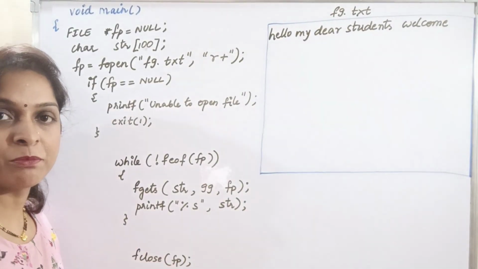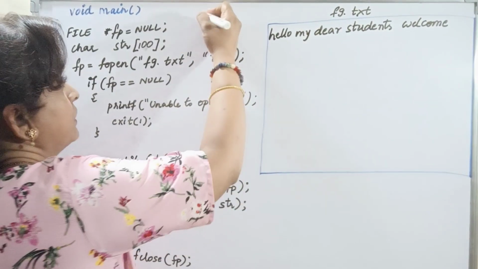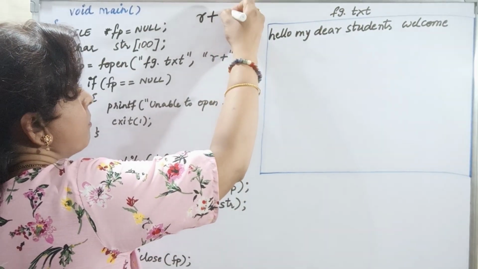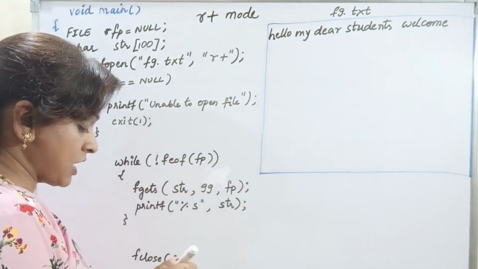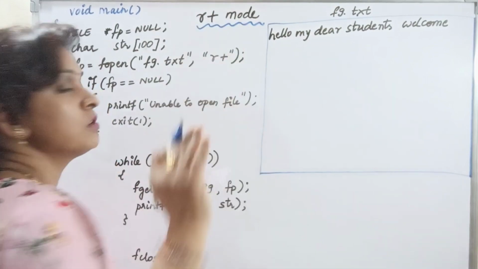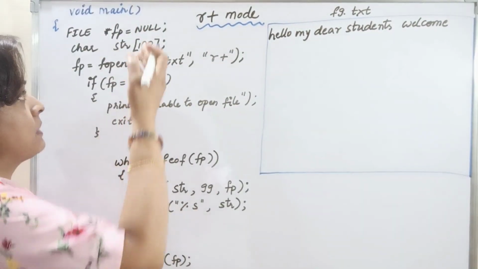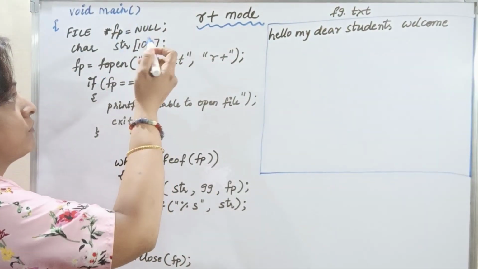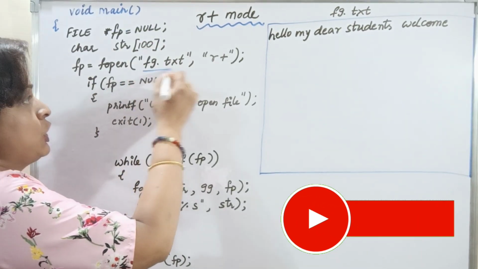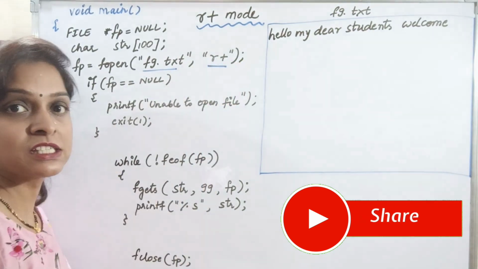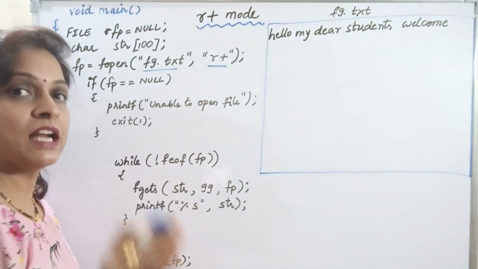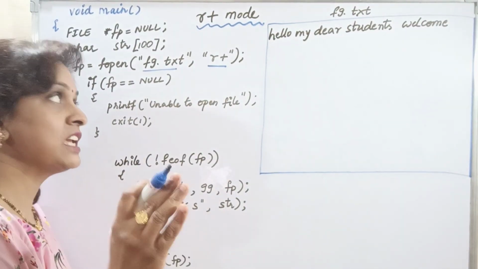Here we go with the complete program to understand R plus mode. We are going to understand how this R plus mode is going to work. As usual, the file pointer is initially pointing to null, and we have a character array str, and we say fopen f9.txt in R plus mode. Let us assume f9.txt exists.